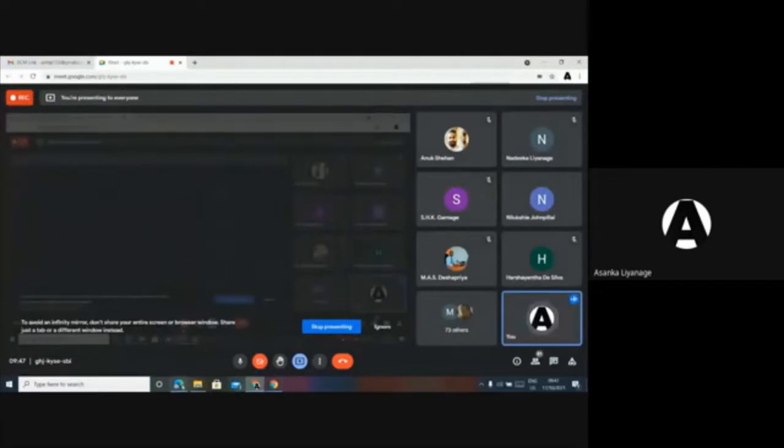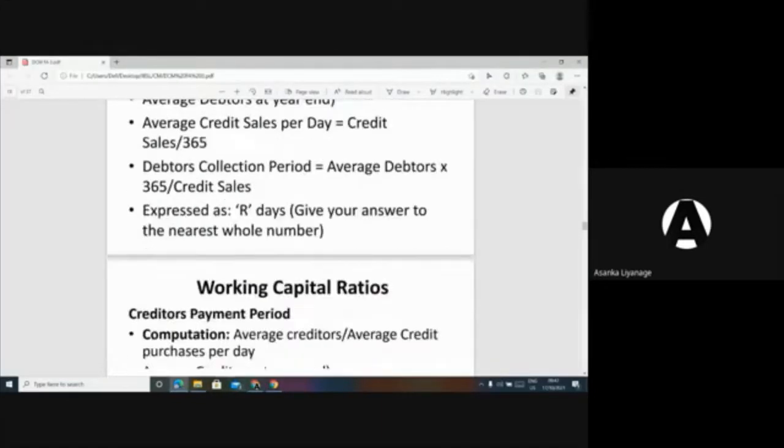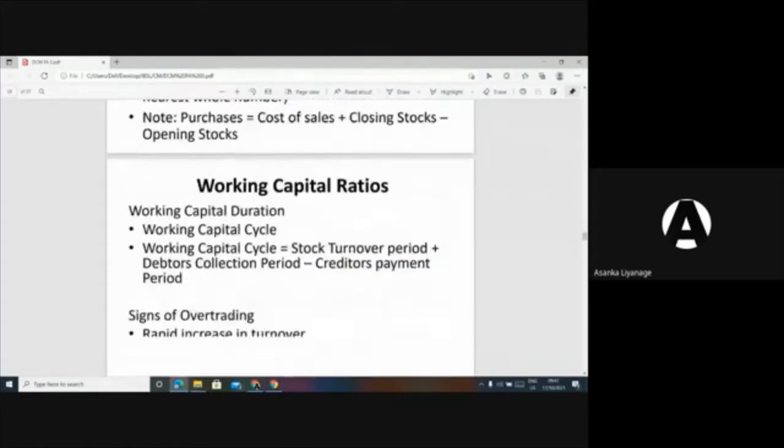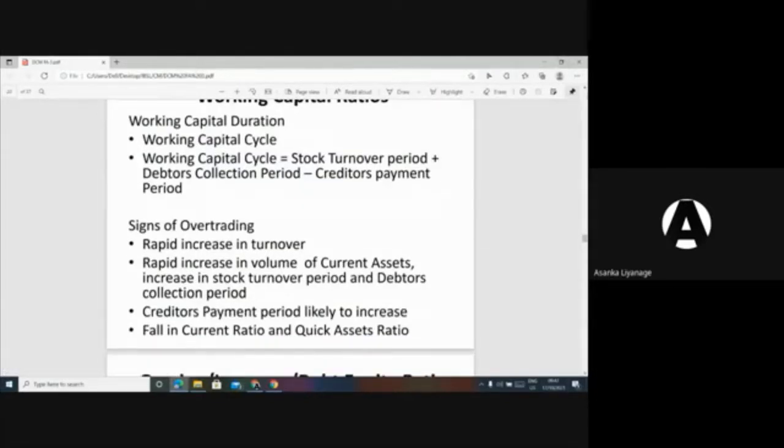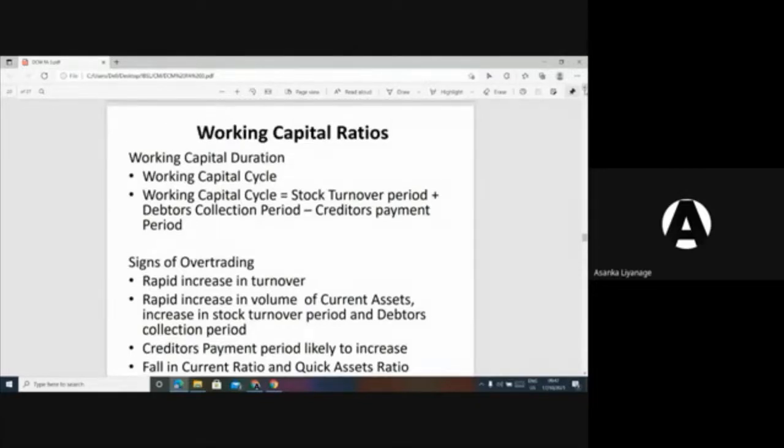Right, we'll go to the next category of ratios. Under working capital, this is a kind of a summary. If you take these working capital ratios, when you calculate the stock turnover period, debtors turnover period and creditors turnover period, you can use those to calculate the working capital cycle, right?